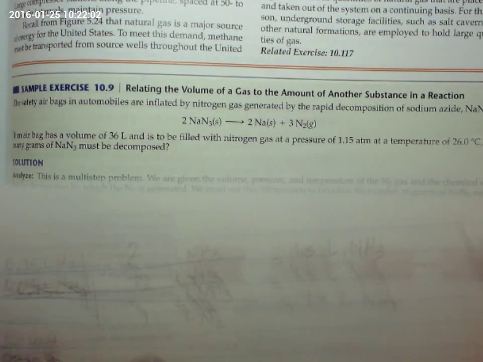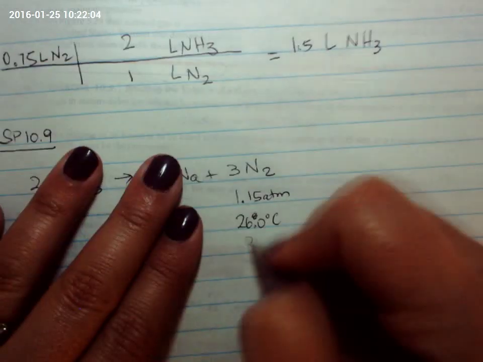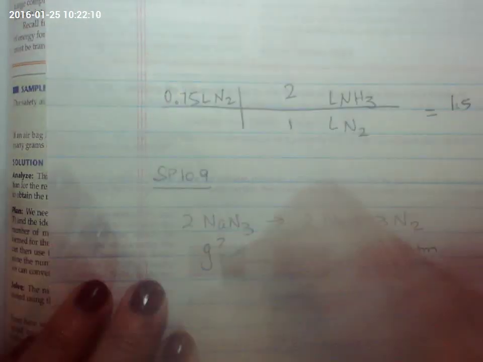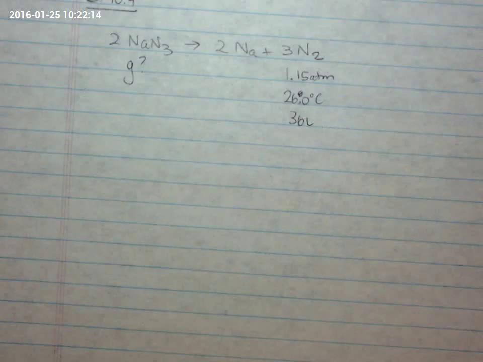What else do they tell me? That you want 36 liters of this. And what do they want? They want grams of this sodium azide. So this is the question that we have to do. Right? So this is all the information they give me in that question, summarized underneath the reaction.